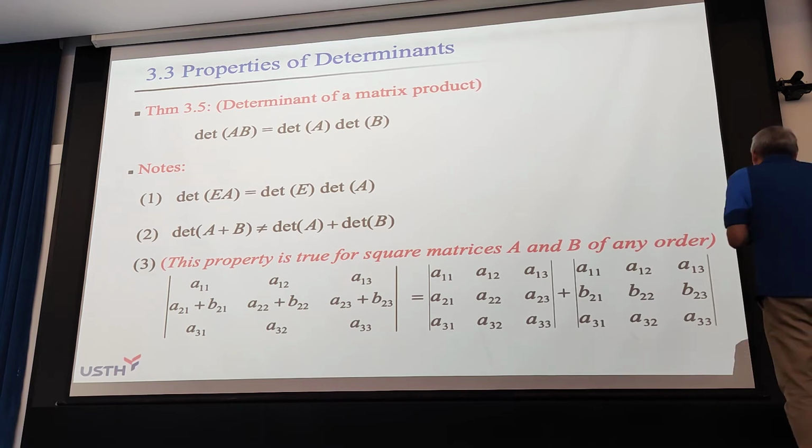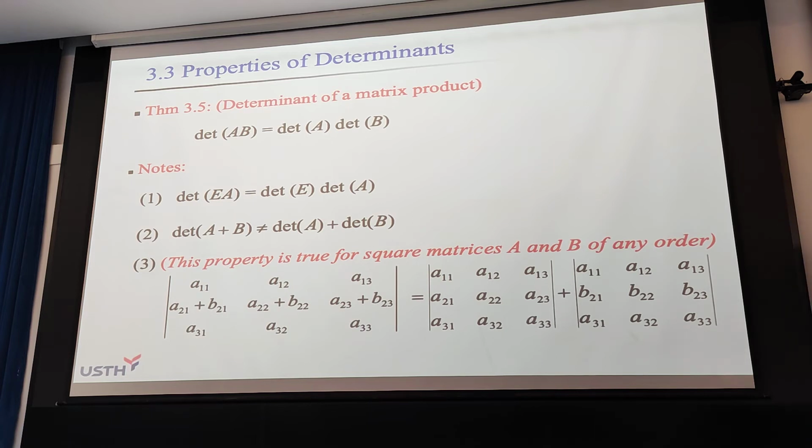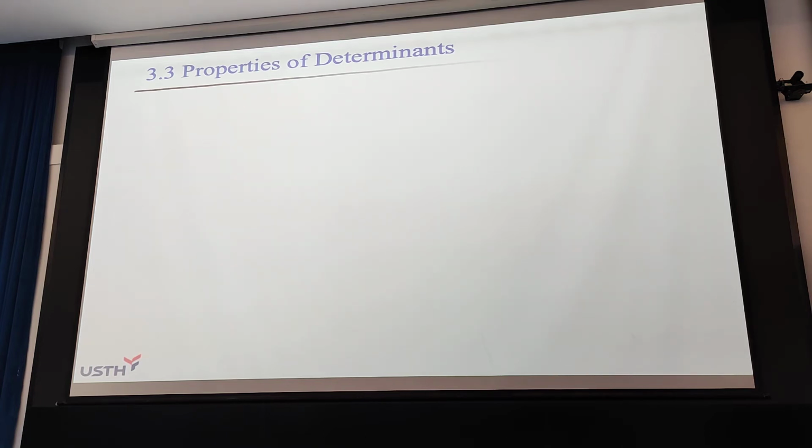So the property says that if every entry of one row of matrix A is the sum of two summands, then the determinant will be the sum of two determinants. Or in the Vietnamese textbook, it says that nếu mọi số hạng của một hàng trong ma trận bằng tổng của hai số thì định thức bằng tổng của hai định thức. So it is here.